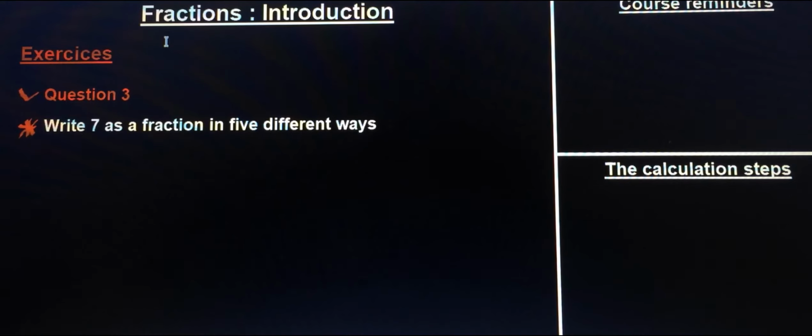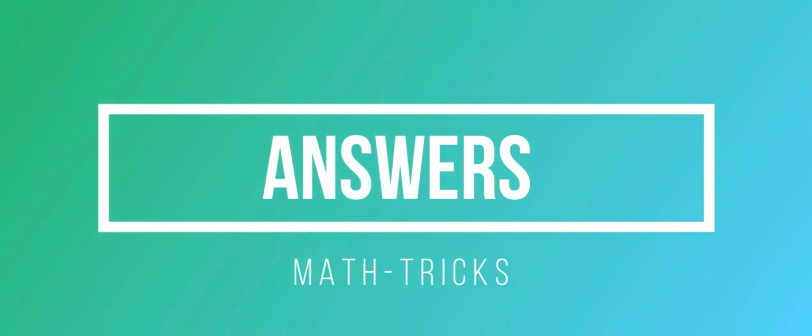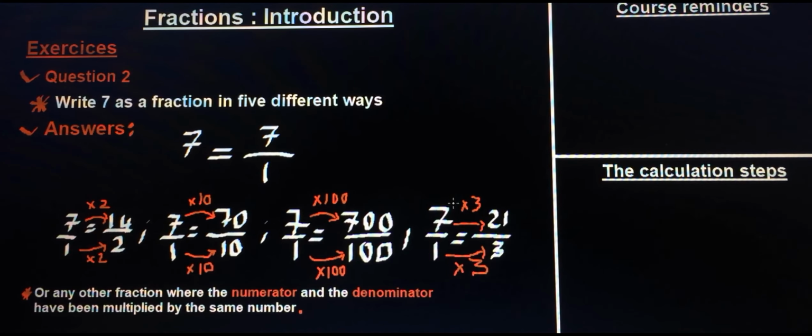Question number 3. Write 7 as a fraction in 5 different ways. For the answers, we can write 7 as 7 out of 1. Then we find the other equivalent fractions by multiplying by 2, 10, 100, and 3. Or any other fraction where the numerator and the denominator have been multiplied by the same number.